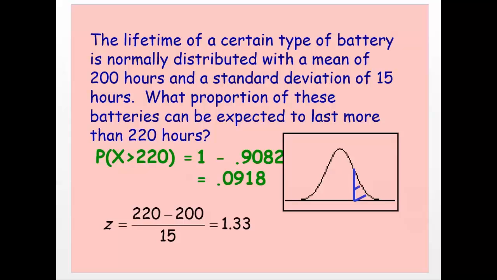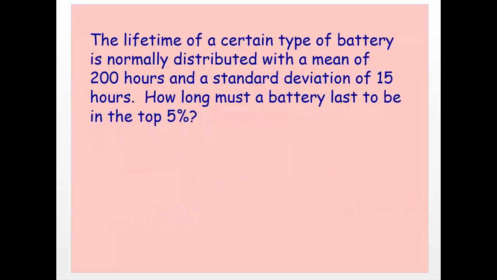Okay. Let's change up the question then. So again, given the same numbers of mean of 200 hours and standard deviation of 15, how long must a battery last in order for it to be in the top 5%? Well, believe it or not, this is actually a different type of question than what we've done in the previous examples. We're going to work it out the same way, though. Different calculator skill will come up in a second.